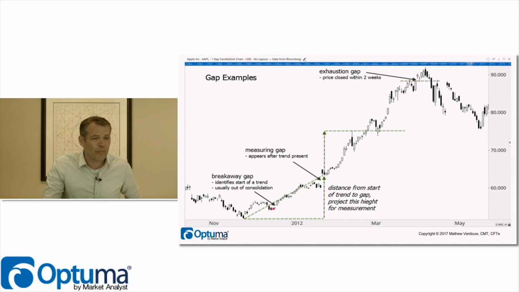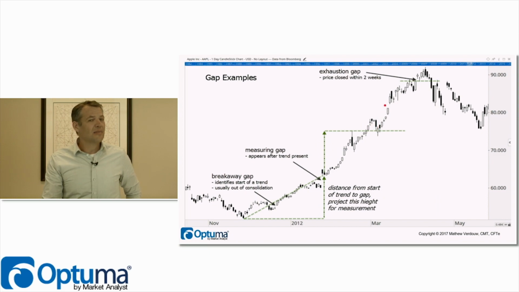Didn't make it, got a breakaway gap here, and that's a really clear indication that we are now in a confirmed uptrend. Keep going, and then we get this measuring gap in the middle. And we can use that as a target, and that's what we've done here. We've set a target, market's just stormed up, touched it on the high there, and kept going.